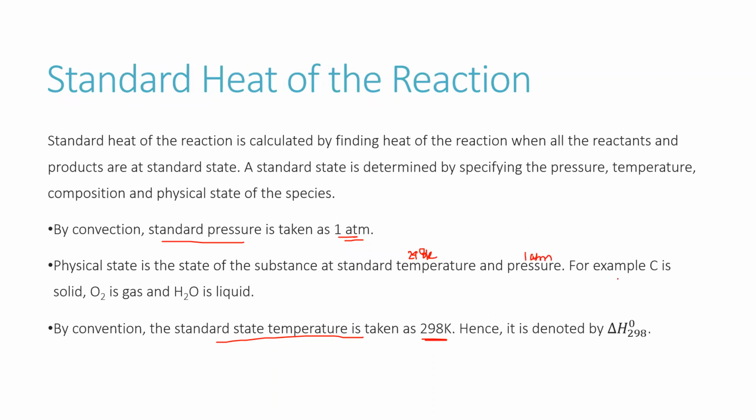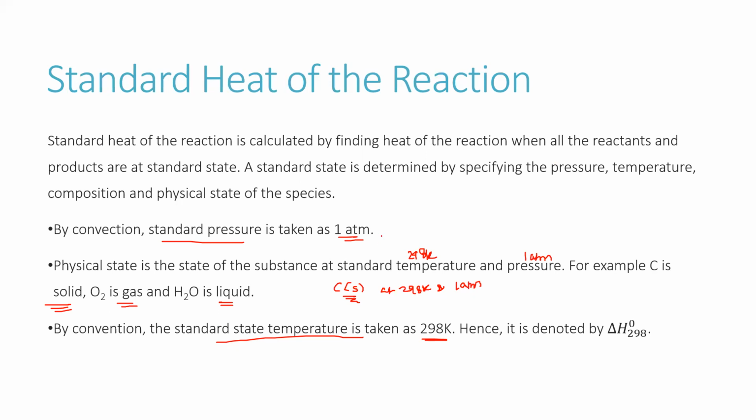All right. So for example, carbon at standard temperature and pressure is solid in nature, while oxygen is gaseous and water is liquid. So these are their standard physical states. All right. So if I have carbon as solid at 298 Kelvin and 1 atm, in that case, this is actually at its standard state.